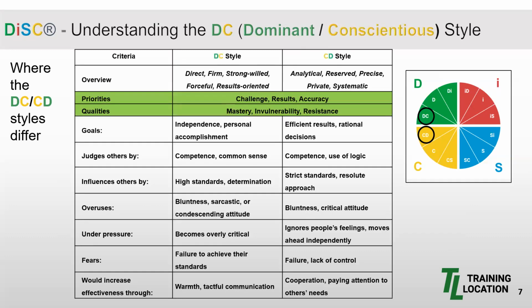The table here shows the two styles share priorities and qualities. However, they differ in terms of their other criteria, as determined by where their dots fall within the different quadrants on the DiSC model. So take a moment just to look at a couple of areas where they differ, for example, their overuses or their fears. To some, these differences may seem very subtle. However, lumping the two styles together would be inaccurate. One of our principles shows us that each and all 12 DiSC styles are unique and equally valuable.